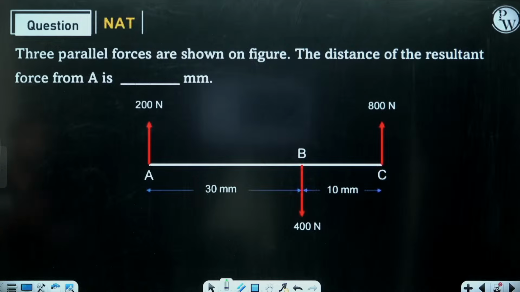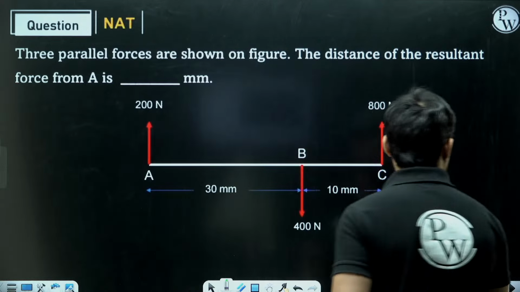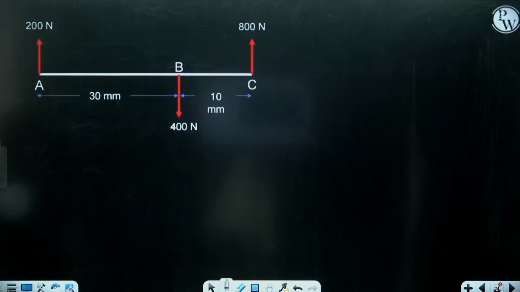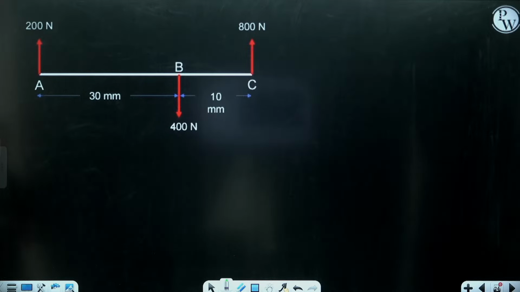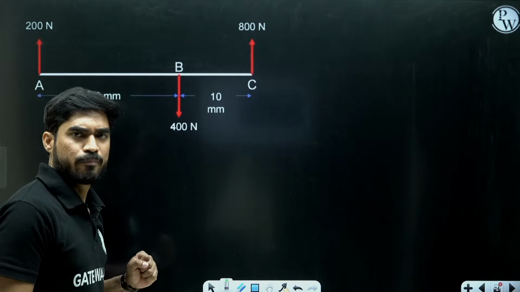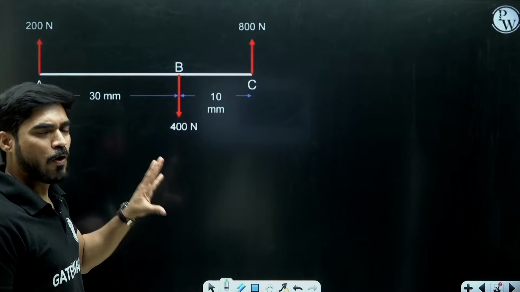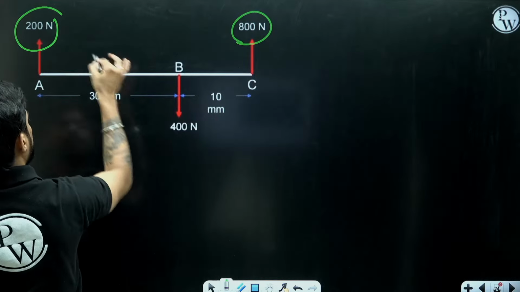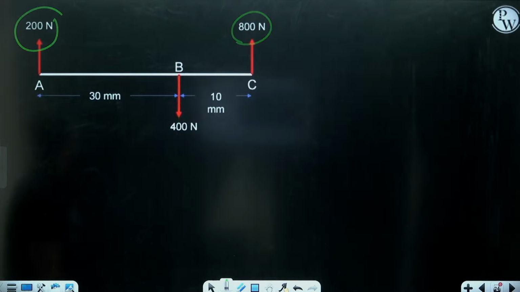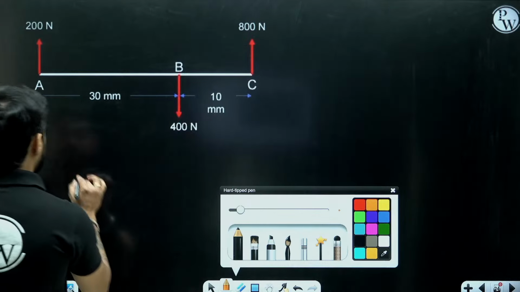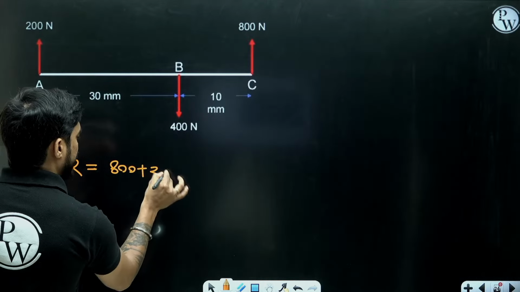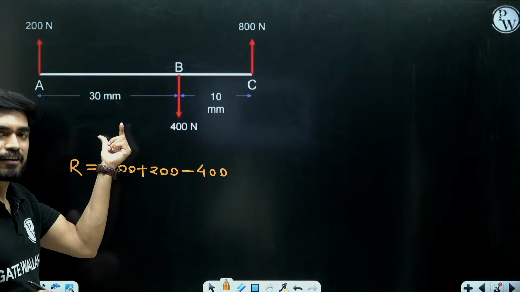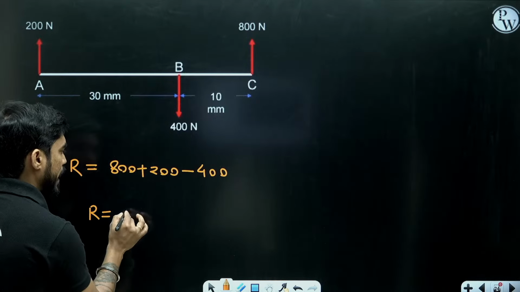The first thing is you will calculate the magnitude of the resultant. Draw this force system in your notebook and find the magnitude of the resultant force. Now the resultant force will be in the y direction, but whether it will be upward or downward, I don't know. Although looking at this, you will understand that the resultant force must be upward, because 800 and 200 Newton are upward and 400 Newton is downward. So the net force is 800 plus 200 minus 400. I have assumed upward force positive and downward force negative.